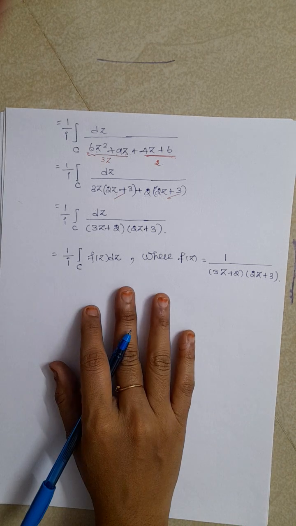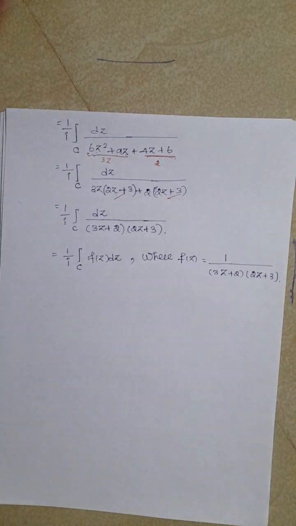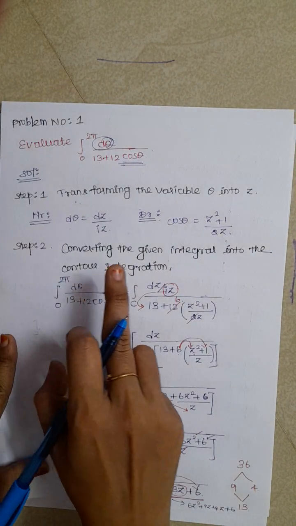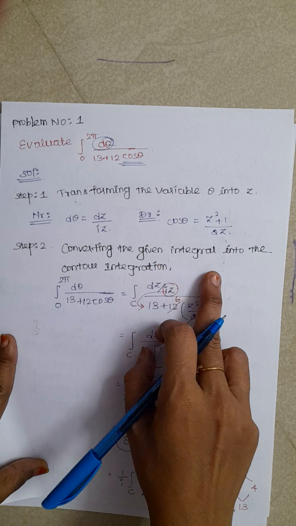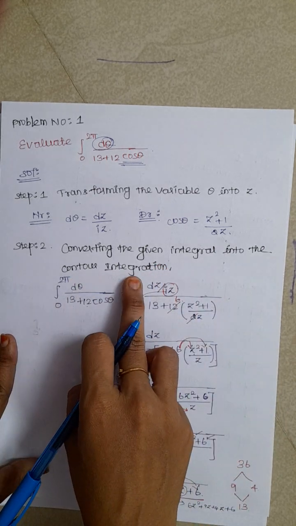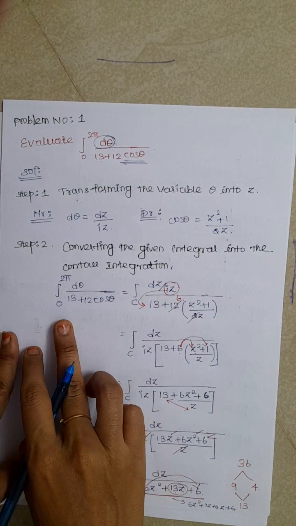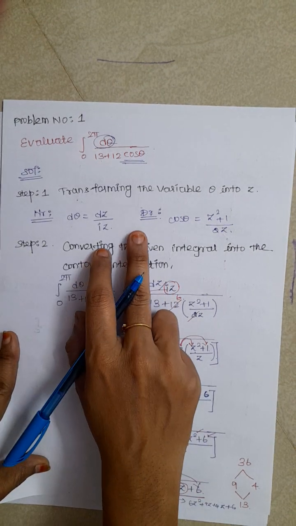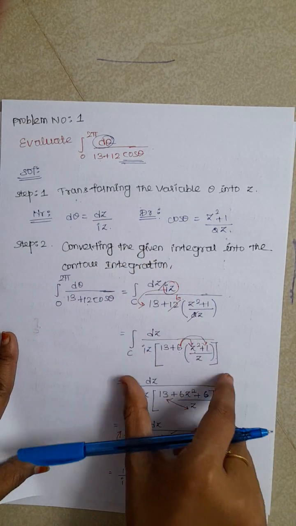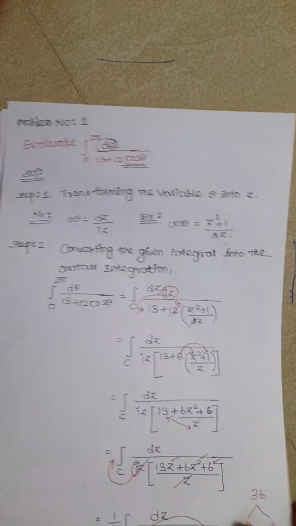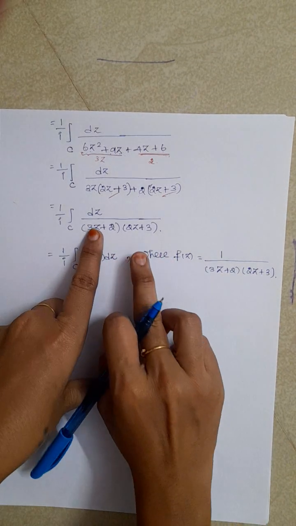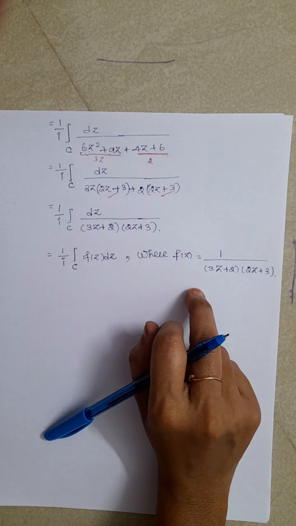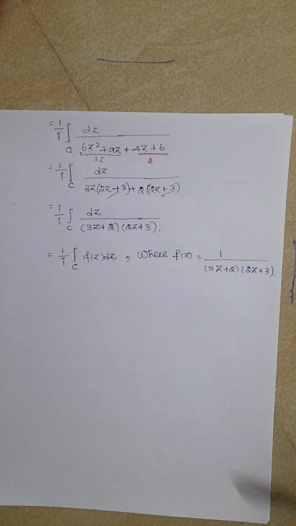So step number 2 is over. What do we do in step number 2? Step number 2, converting the given integral into the contour integration. Integral over 0 to 2 pi is the given integral. You can substitute the value by using step number 1 and simplifying, we get the value dz divided by 3z plus 2 into 2z plus 3. Okay, so step number 2 is over.